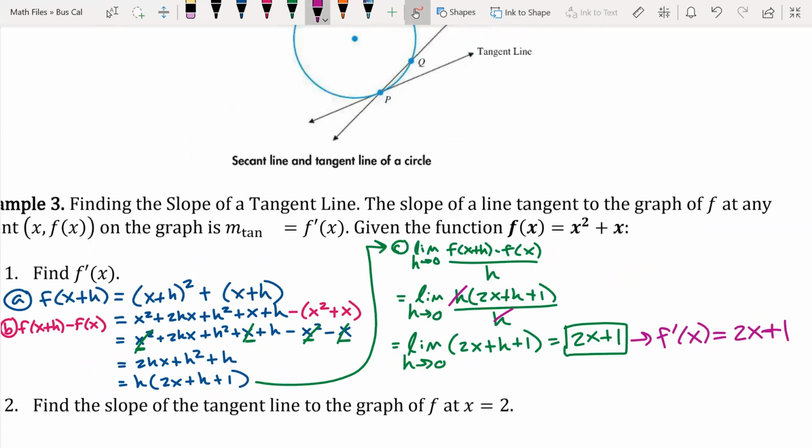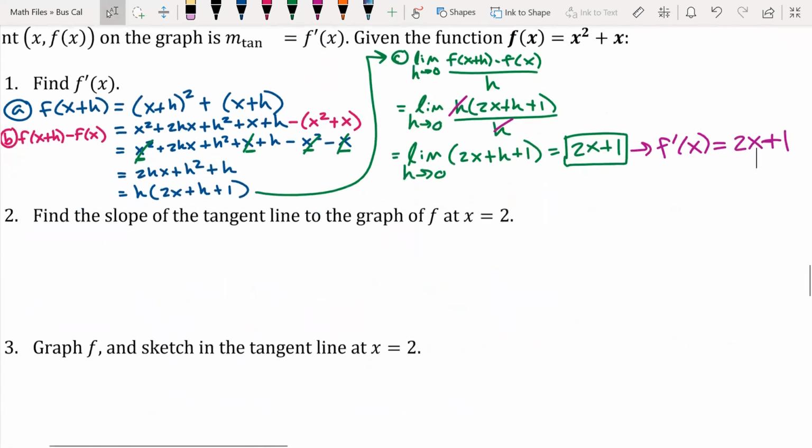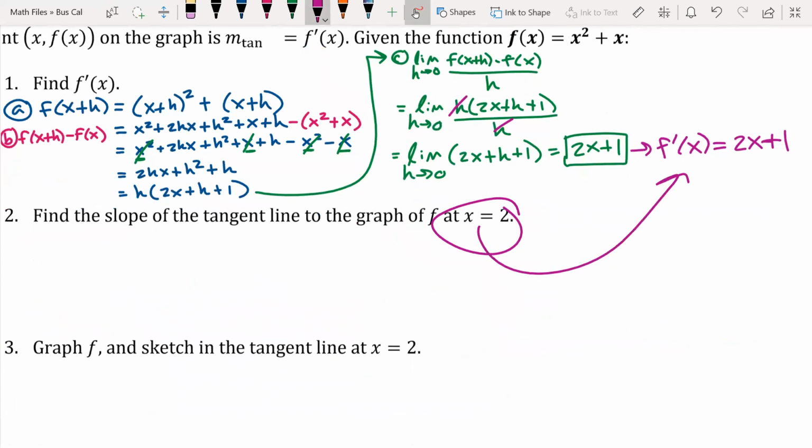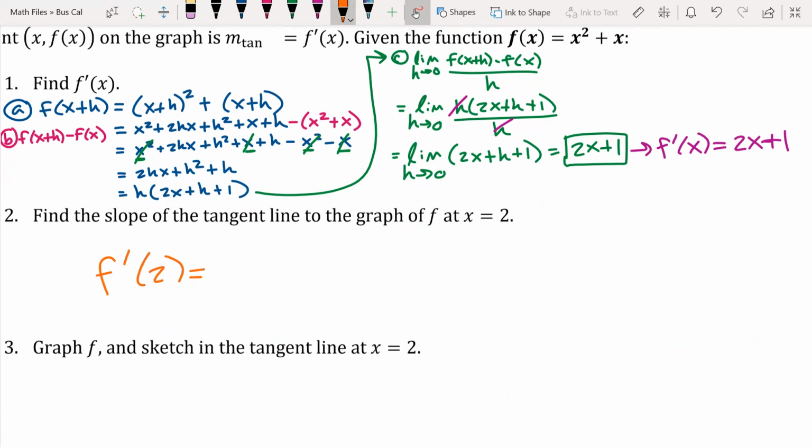We've done it 3 times already today. That was the 3rd time, which means we can move on to the next step. Step 2, find the slope of the tangent line to the graph of f at x equals 2. So all this says is take this value of 2, plug it into your derivative. Oh, such an easy step, right? So we'll have f prime of 2 equal to 2 times 2 plus 1, and we get 5. This is the slope at x equals 2.